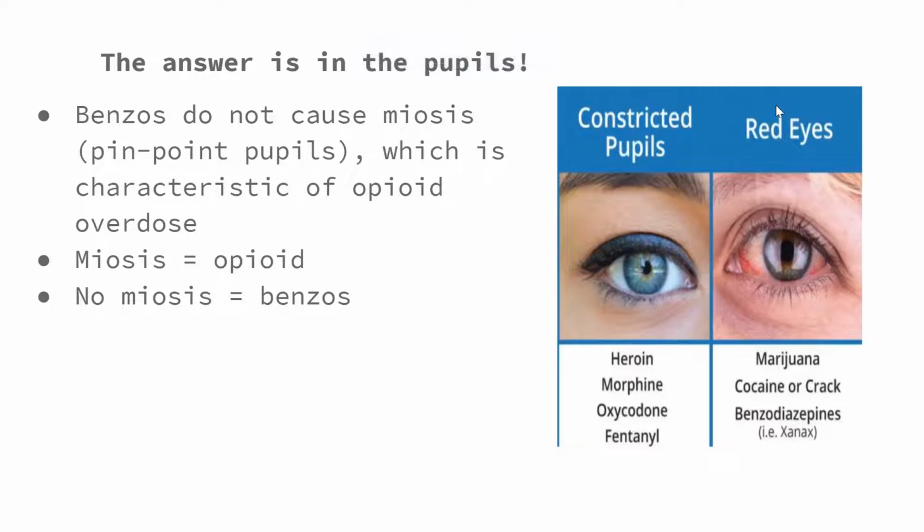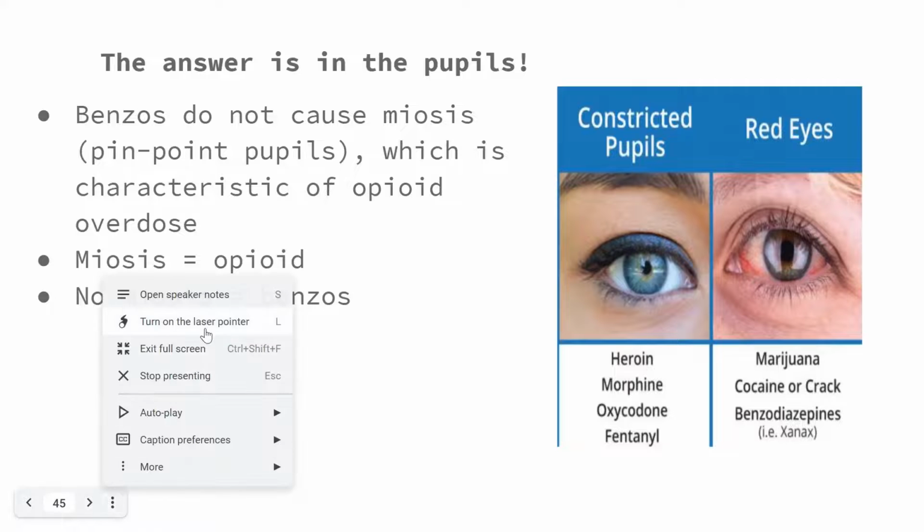So yes, just like he said, the eyes, Chico, they never lie. Here we want to look at the patient's eyes because they are the secret to telling us whether the patient has a benzodiazepine overdose or an opioid overdose. The answer is in the pupils.